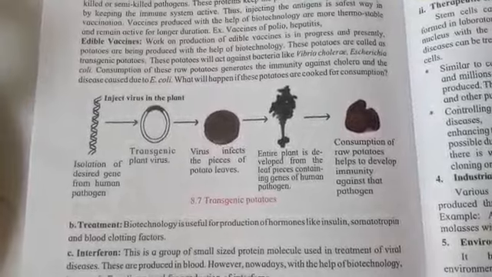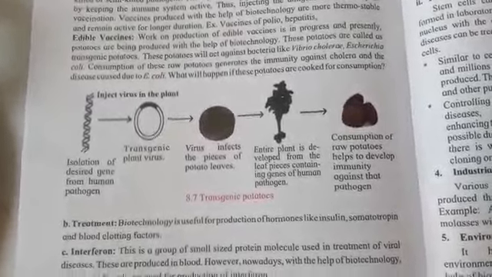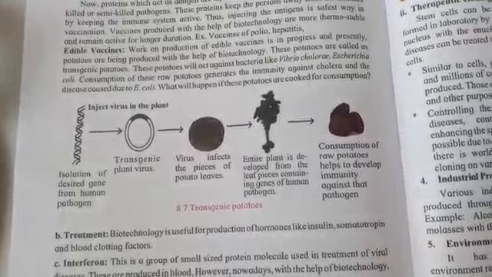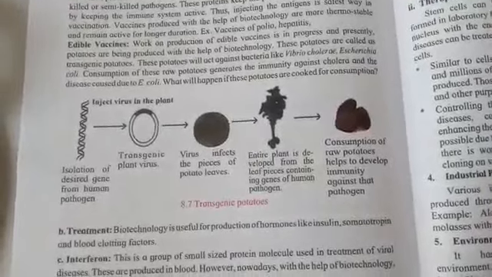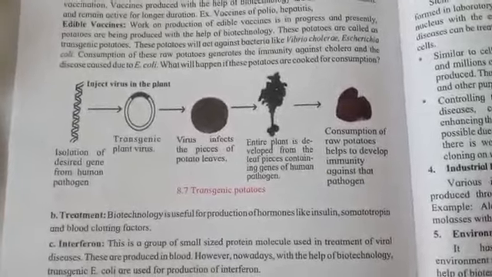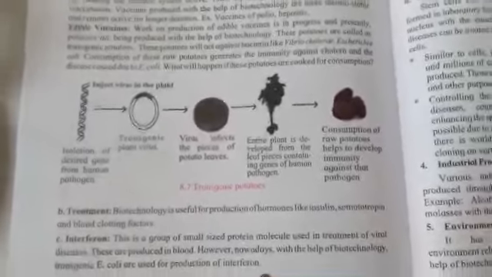We have to eat the raw potatoes, because if we cook them and then eat them, whatever antigens are present in that potato will be killed. That will become inactive, and we will not get any benefit from the transgenic potatoes. That is why these potatoes are to be eaten raw.